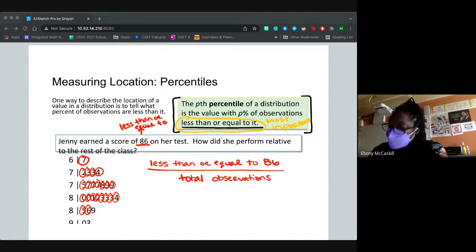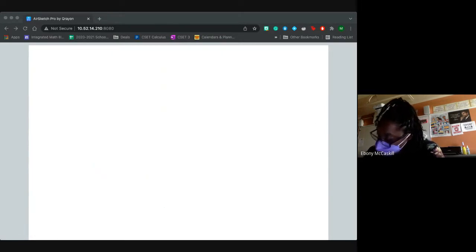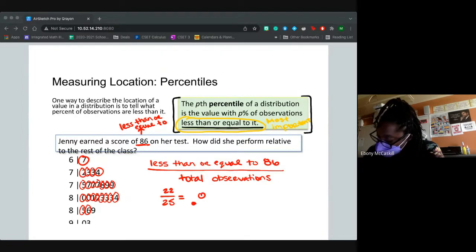So for some of us that may say, well, Miss, how are we about to make that fraction? Is this how we created the fraction? So we have 22 over 25. So 22 numbers were equal to or less than 86. And we have 25 total. Which means that we have 0.88.